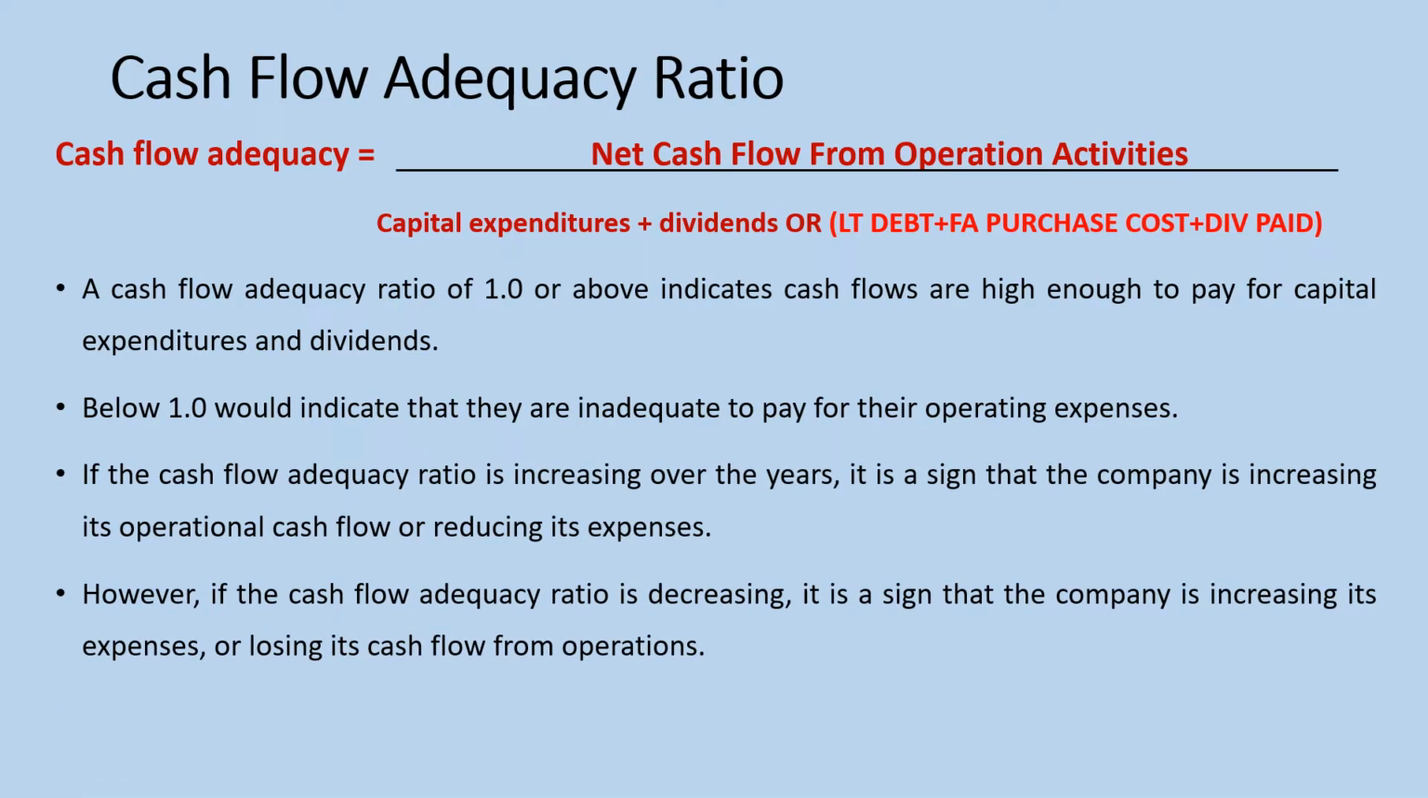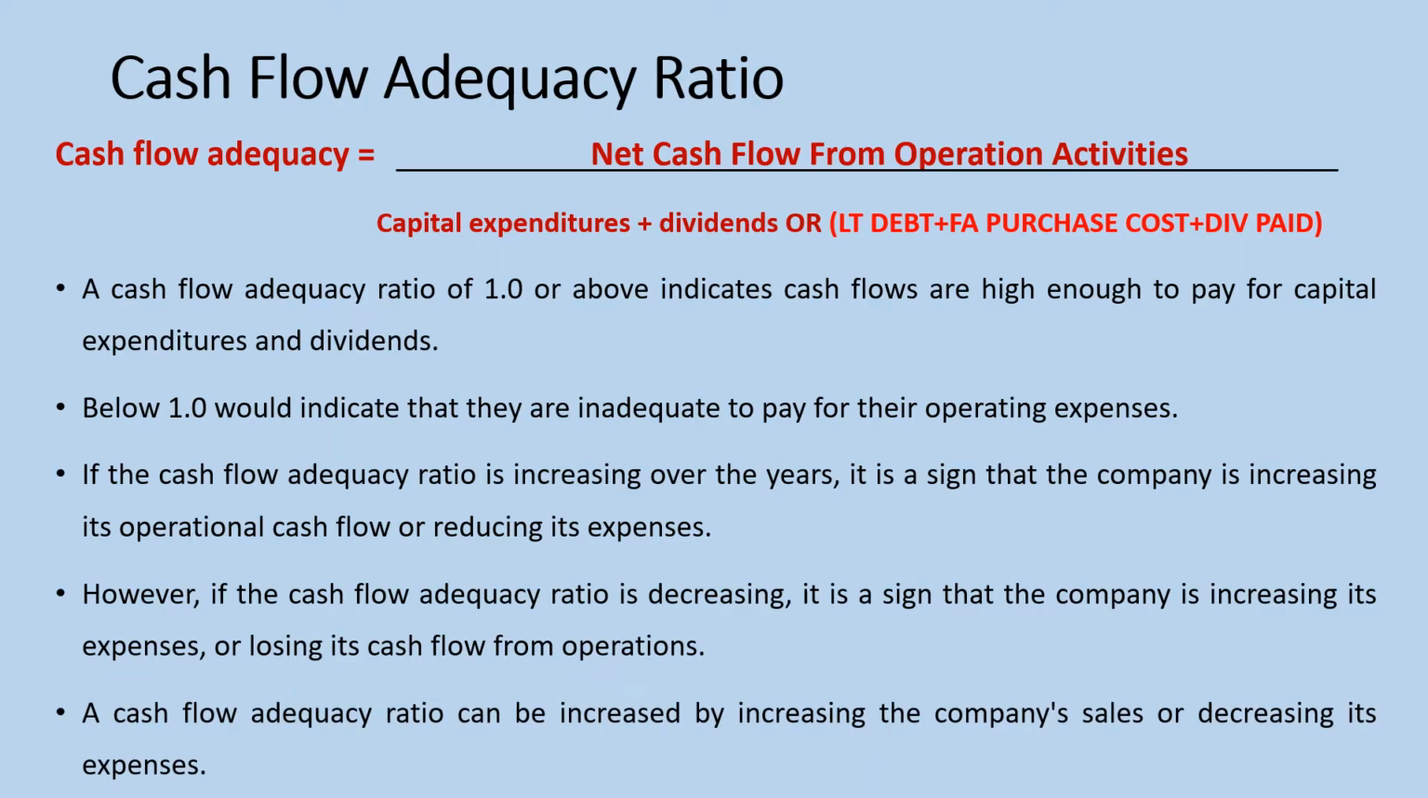If the cash flow adequacy ratio is increasing over the years, it is a sign that the company is increasing its operational cash flow or reducing its operational expenses. However, if the cash flow adequacy ratio is decreasing, it is a sign that the company is increasing its expenses or losing its cash flow from operations.